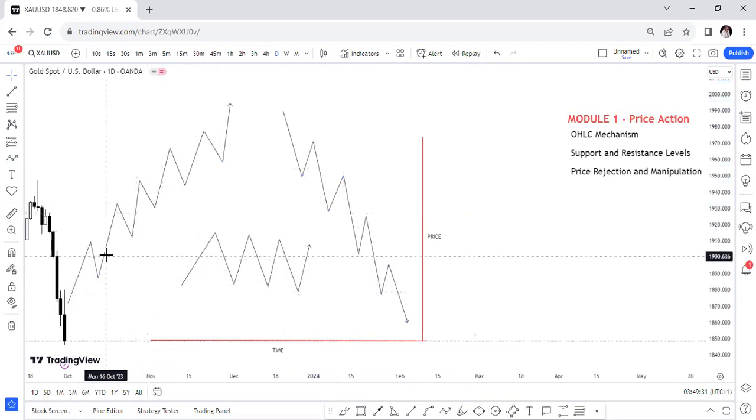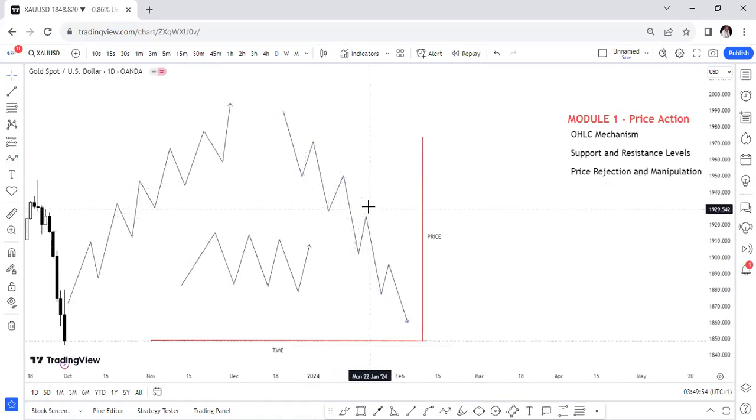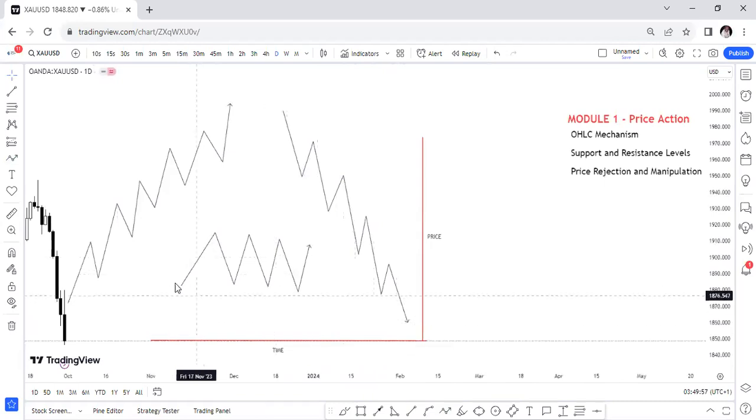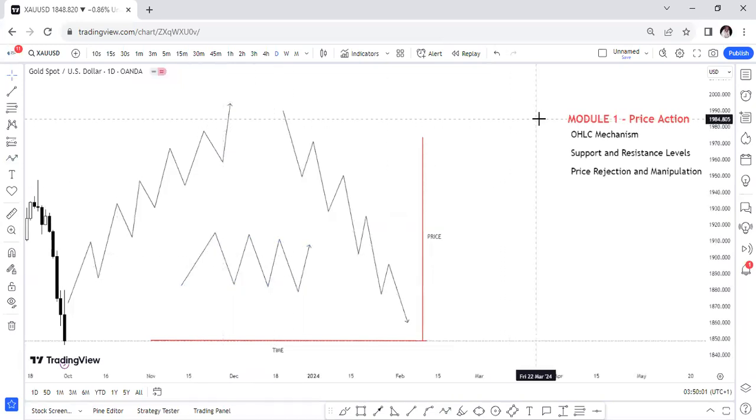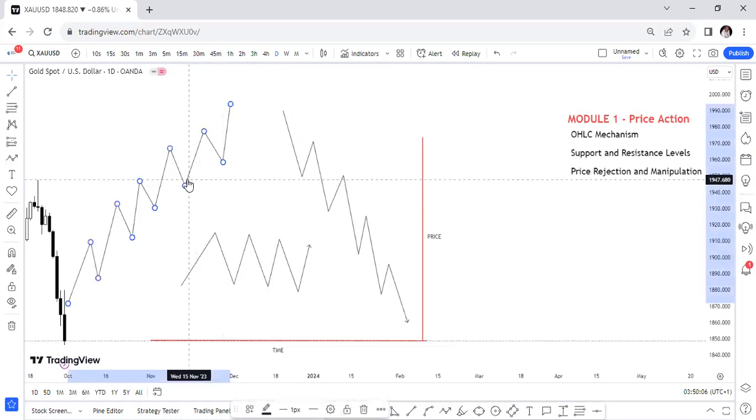Buying means buyers moving along high, low, high, low, high, low in an upward direction. Selling is about sellers moving along lower high, lower low, lower high, lower low along the price. The sideways trend is when we have equal highs and equal lows. So that is the meaning of price action.